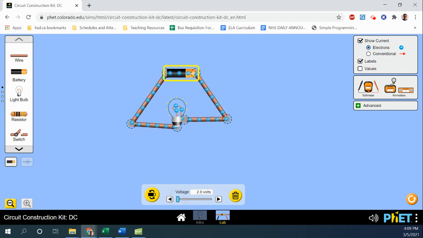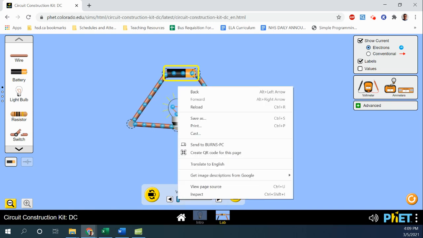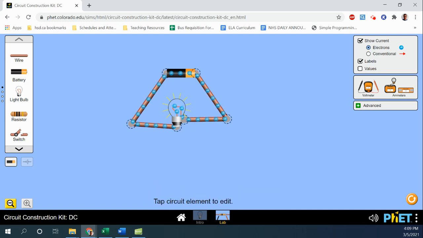If I reduce the voltage, electrons, well, not 0 volts. 0 volts means no electrons. Come on, give me a little push. There we go. 3 volts. Electrons move really slow, and my bulb barely glows.